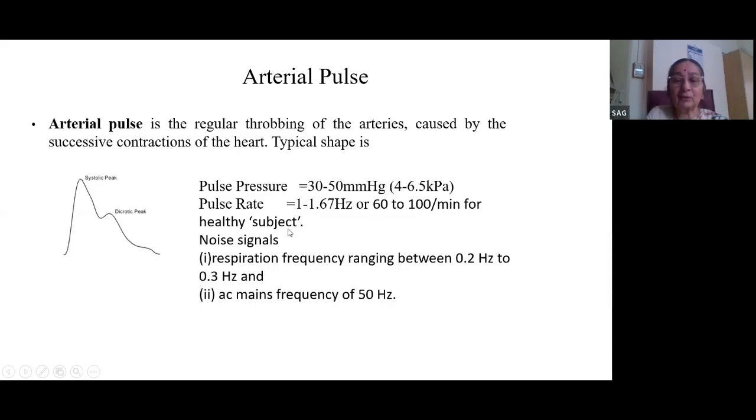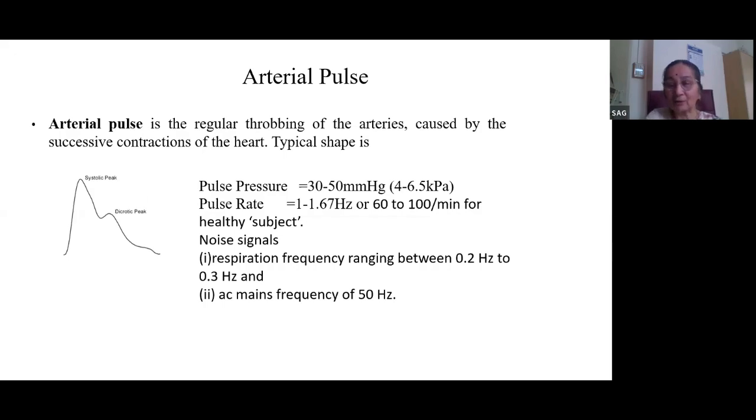But along with this, when we are going to make it objective or sense it by the sensor, we get noise signals, and these two noises are there. One is the respiration frequency, which is between 0.2 hertz to 0.3 hertz, and AC mains, because we are the receivers of the overhead wires.